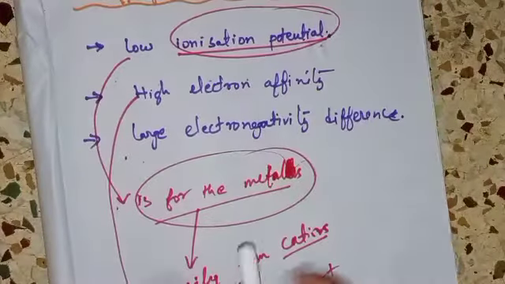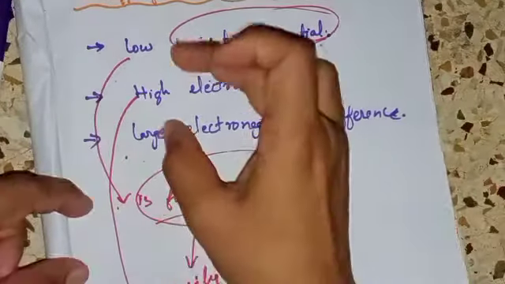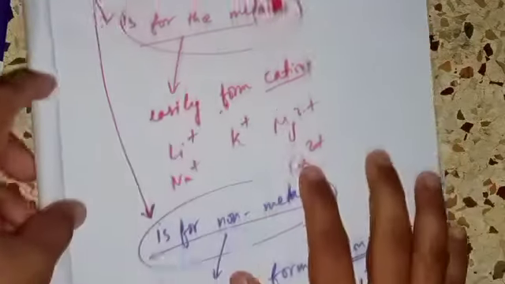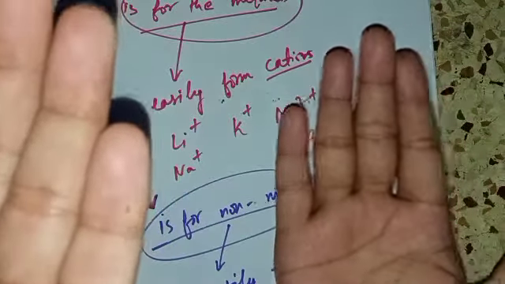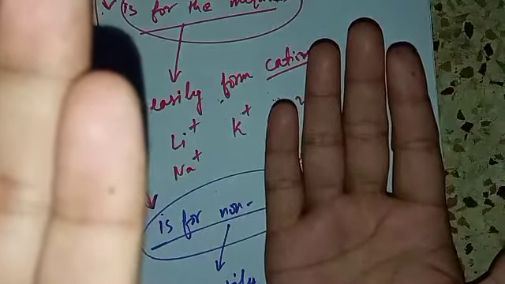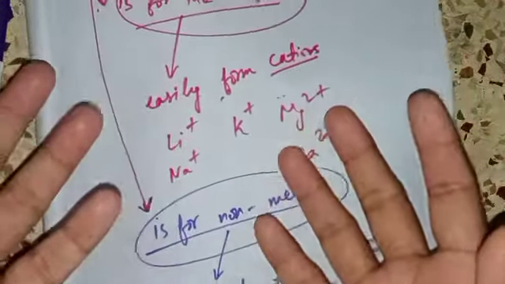The last point is a further detailed explanation of these two, that is, large electronegativity difference. If one atom is metallic and the other is non-metallic, one is electropositive and the other is electronegative, so the difference between them is higher. If the electronegativity difference is higher, they will form ionic compounds. If both of them are metals, both are non-metals, or they are very closely related, the electronegativity difference is negligible, and they will not form ionic compounds.